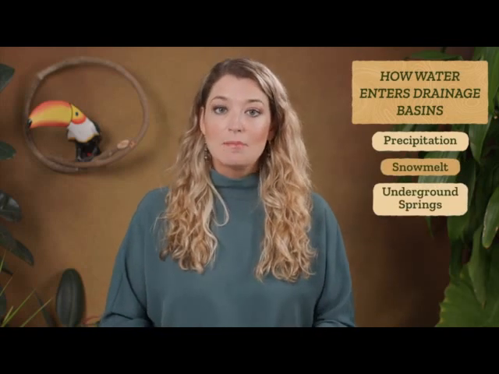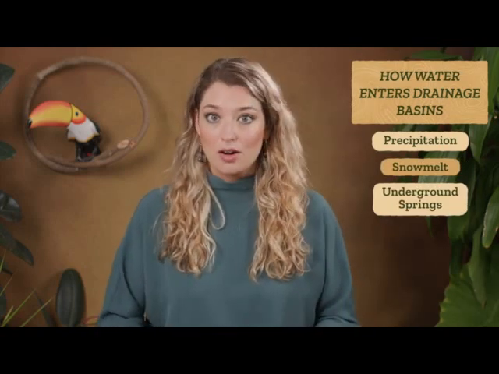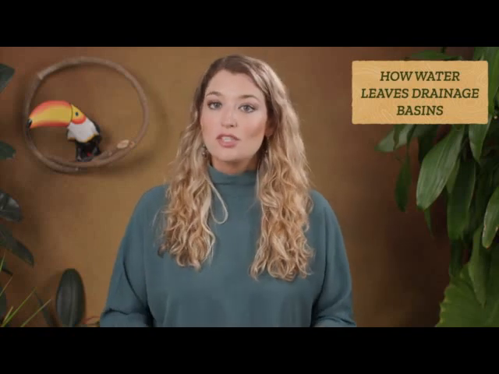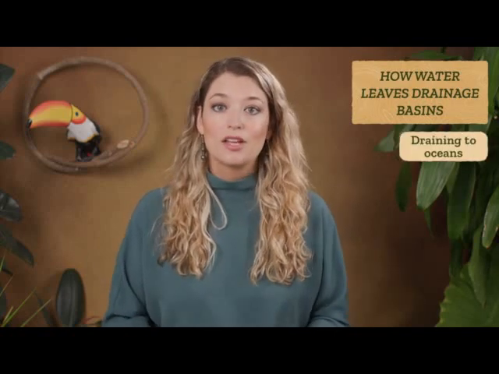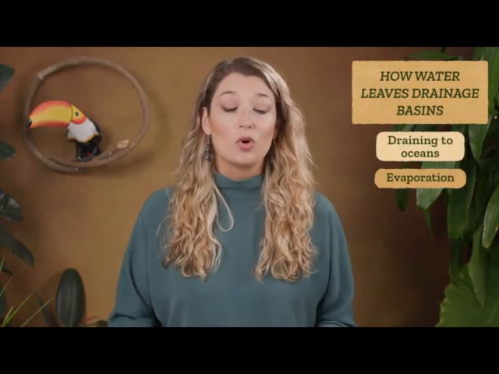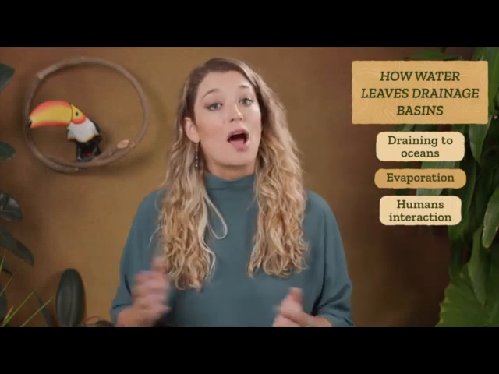Drainage basins are open systems, which means water can enter the system from a variety of sources, like precipitation, snowmelt, and underground springs. Basically all the places we said rivers got their water. And water leaves, or is discharged, a variety of ways too, like draining to the ocean, evaporation, or even humans withdrawing water and moving it out of the basin.